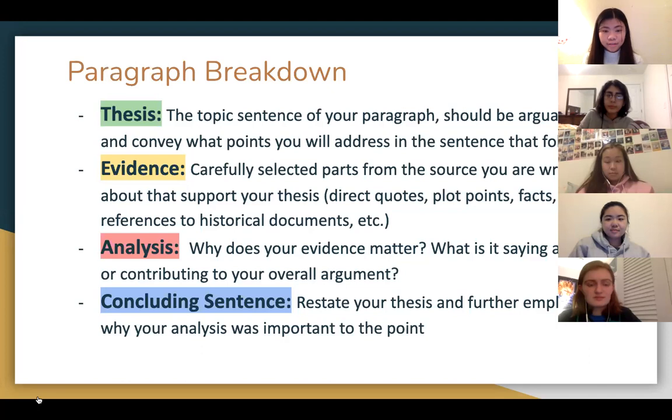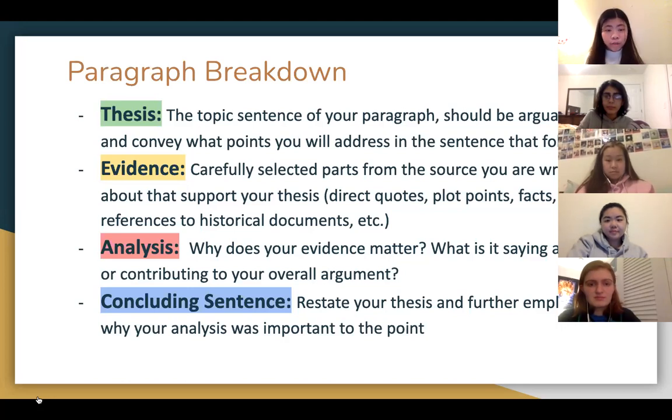And for analysis? Francesca? Why does your evidence matter? What is it saying about or contributing to your overall argument? Wonderful. So analysis is really where you make sense of your evidence and why is it relevant to your paragraph? Why are you even including it? What points are you trying to make about it? So it could be explaining a symbol and what it means to what you're trying to argue, or picking out why the author specifically chose to use certain words or phrases.